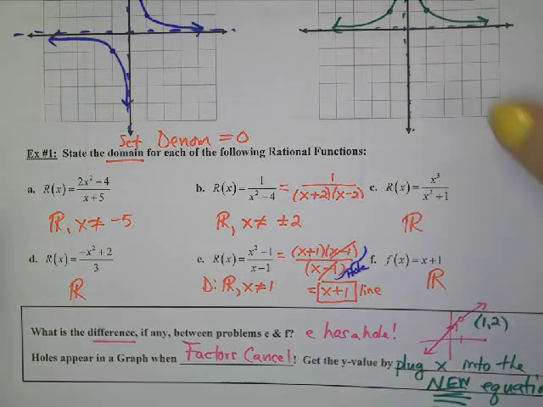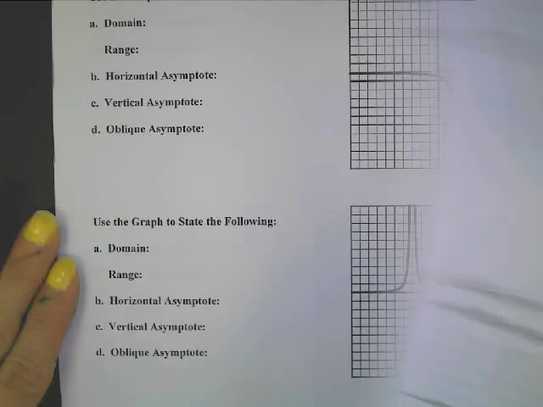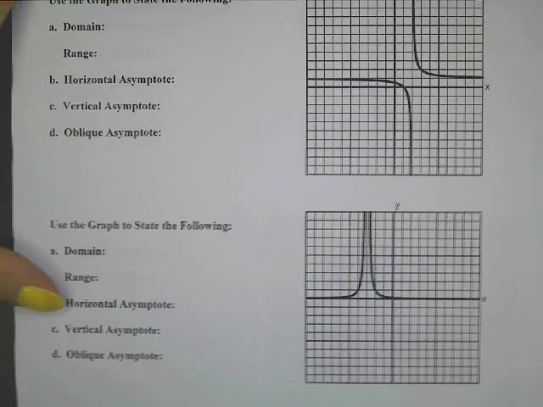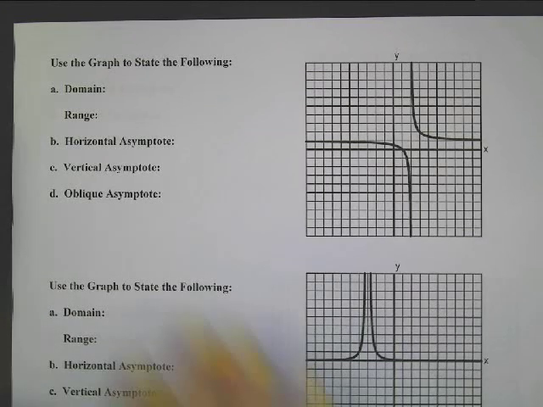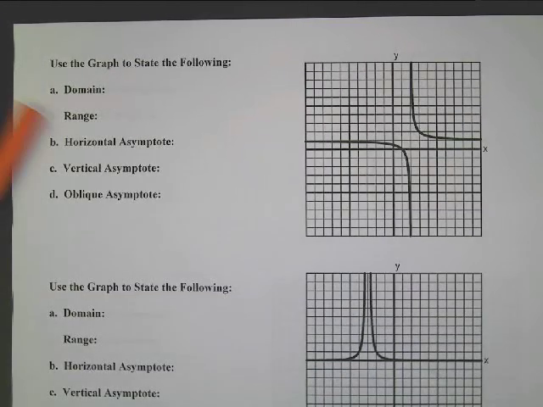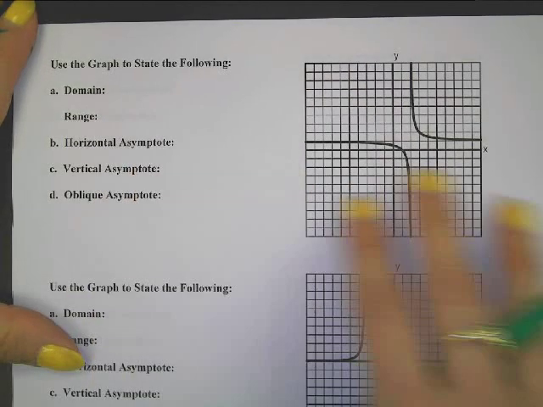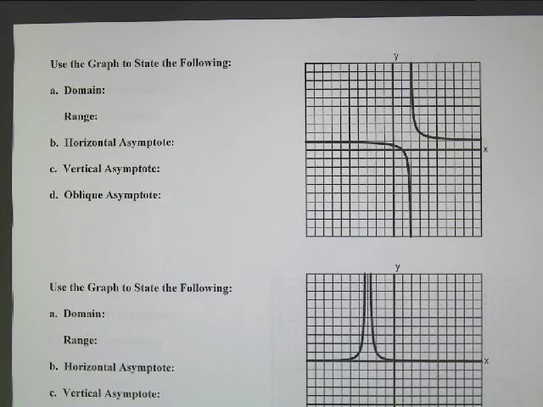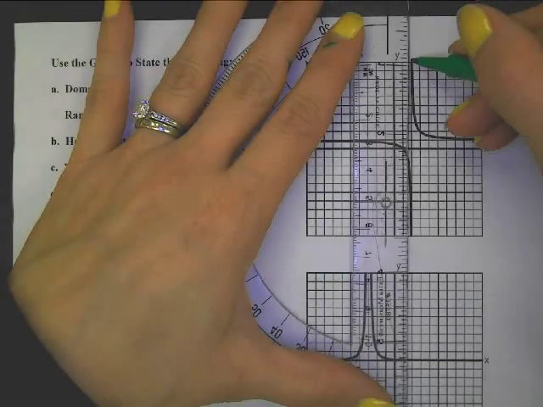Okay, so tonight you're going to practice some domain, and you're also going to practice some graphs. Here we go. We are going to look at some pictures. We're going to state domain and range, and we're also going to state some asymptotes. So let's look at the domain of this graph. Does he have x values everywhere? I don't think so.